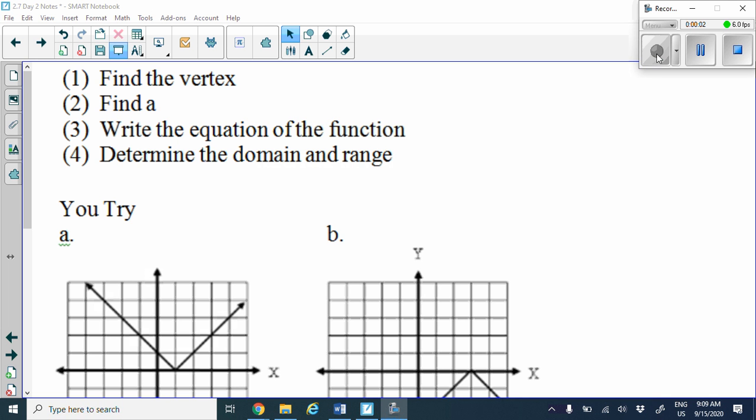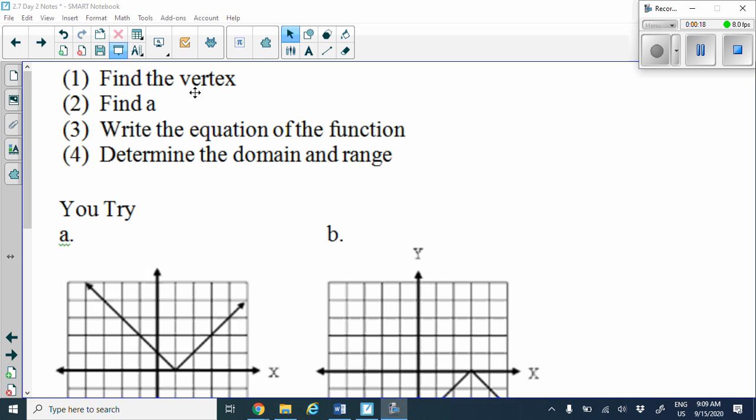Hey guys, so here's the second part of the 2.7 day 2 notes. This is where you're going to actually try it on your own. You will notice that you'll have actually 4 graphs, but we'll kind of go 2 at a time here. You will have to do 4 things for each graph.